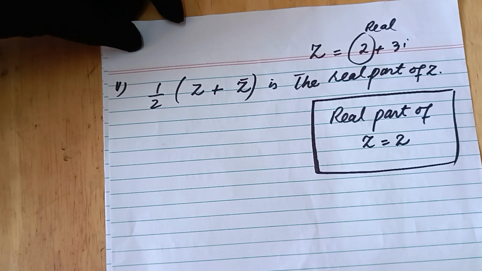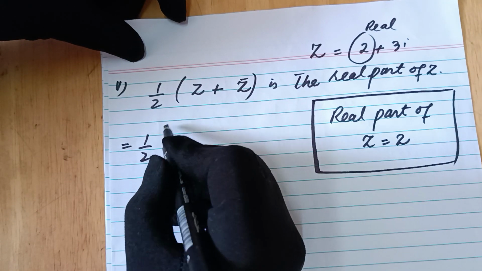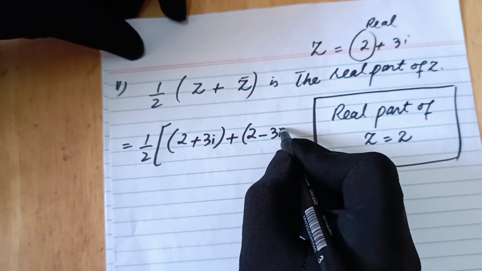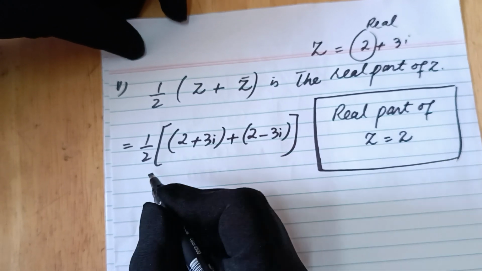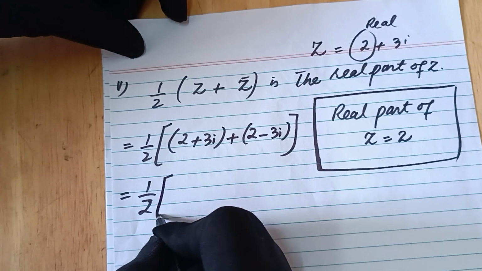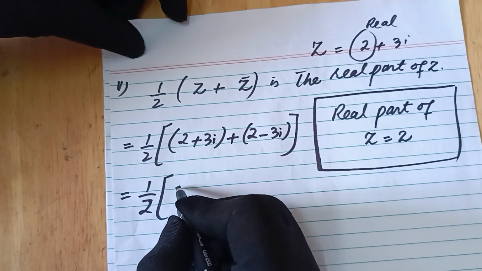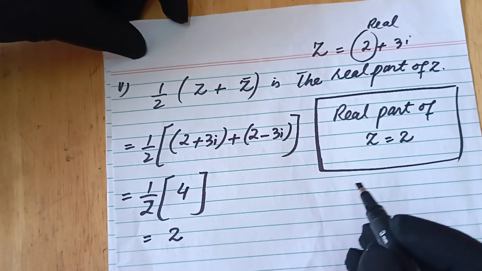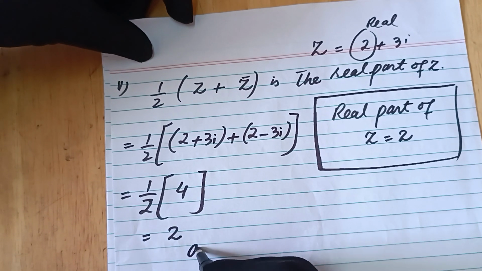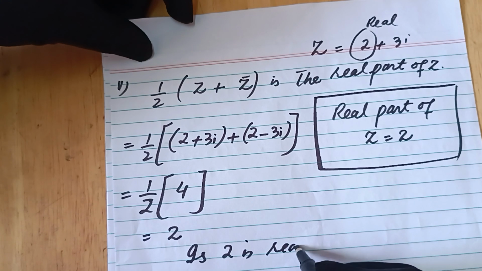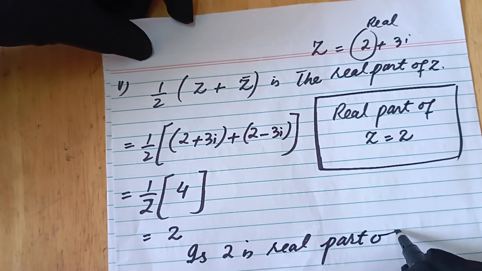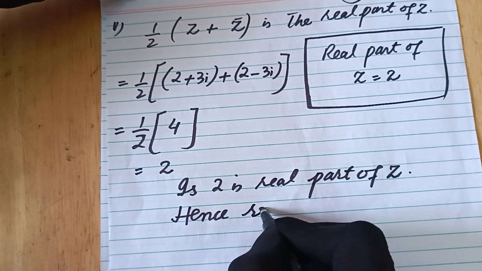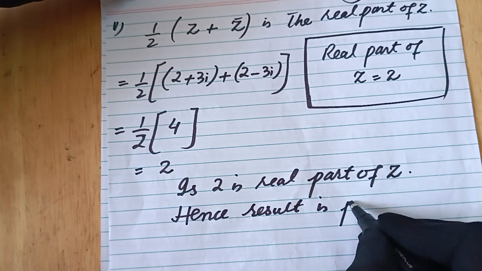So let's continue. Half of Z means half of (2 plus 3i) plus Z conjugate, which is 2 minus 3i. I am writing directly because we have already written how to get the conjugate. 2 plus 3i plus 2 minus 3i, the imaginary parts cancel. Half of 4 is 2. Yes, 2 is the real part of Z. Hence the result is proved.